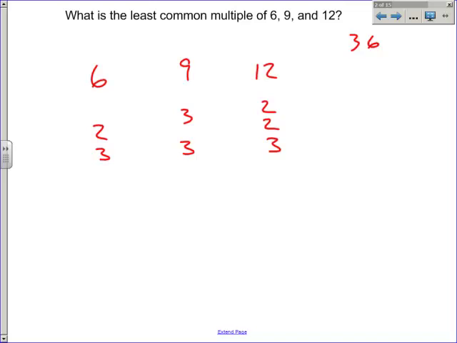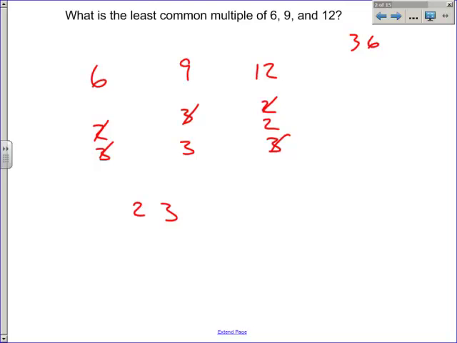Now if I'm going to be a multiple of these numbers, I have to have all the factors in. And so I know in order to be a multiple of 6, I'm going to have the numbers 2 and 3. But now that 6 is already part of this common multiple, in the other factors I can get rid of one 2 and one 3. So I can get rid of the 3 in the 9. I don't have a 2 to get rid of. I can get rid of a 2 and a 3 in 12.